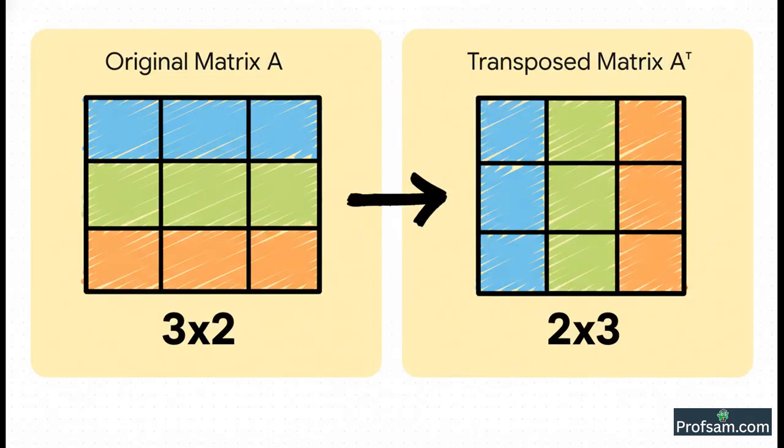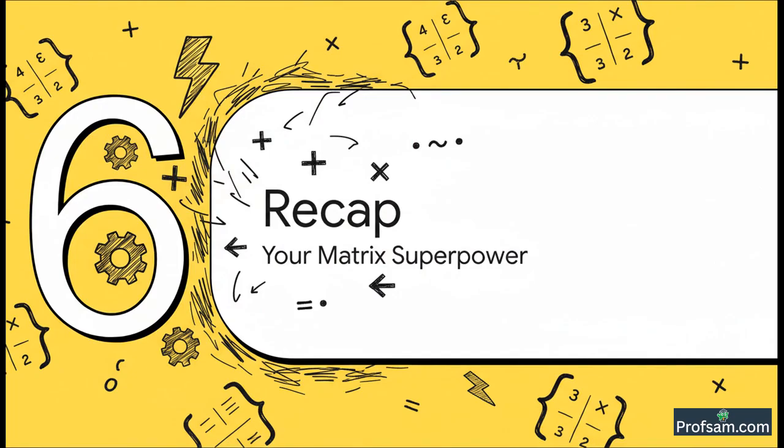The first row of the original matrix becomes the first column of the new one. The second row becomes the second column, and so on. And of course, the order also flips from N by M to M by N. You've done great. Let's just do a quick recap of the superpowers you've just learned.